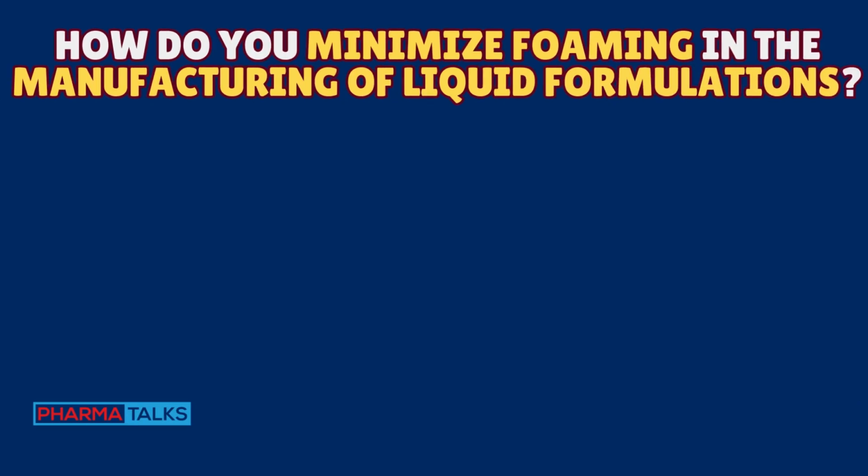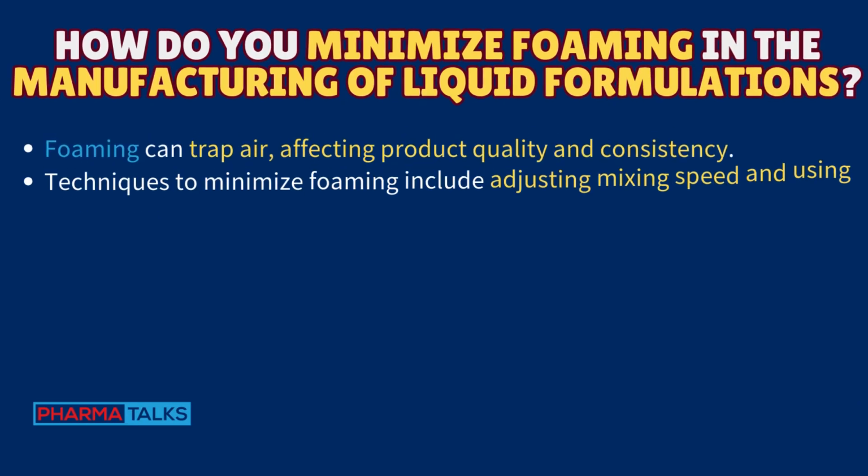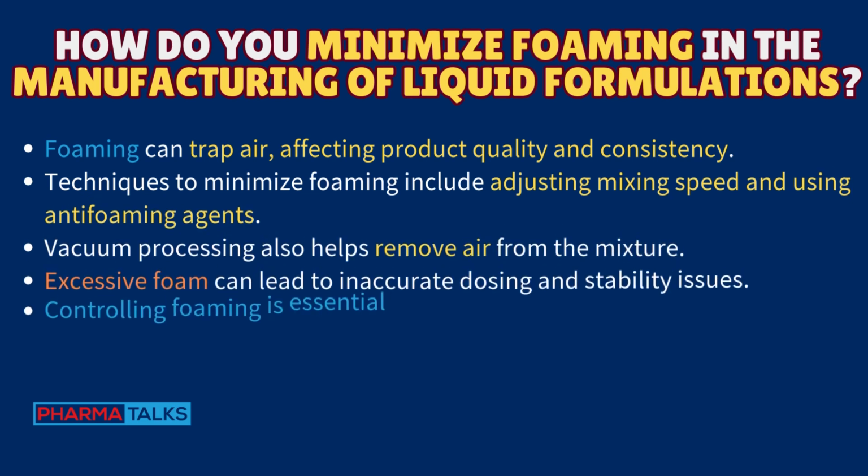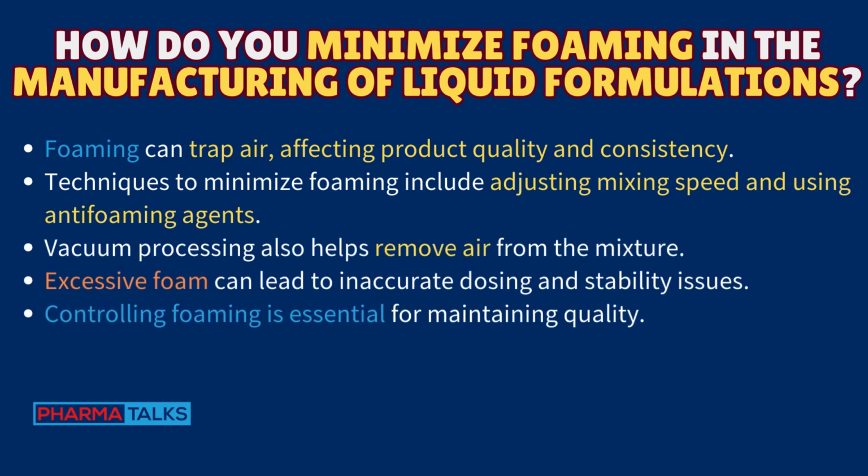How do you minimize foaming in the manufacturing of liquid formulations? Foaming can trap air, affecting product quality and consistency. Techniques to minimize foaming include adjusting mixing speed and using anti-foaming agents. Vacuum processing also helps remove air from the mixture. Excessive foam can lead to inaccurate dosing and stability issues. Controlling foaming is essential for maintaining quality.